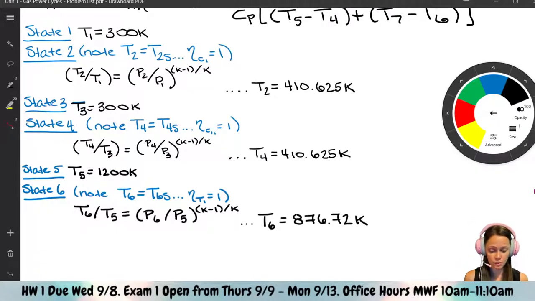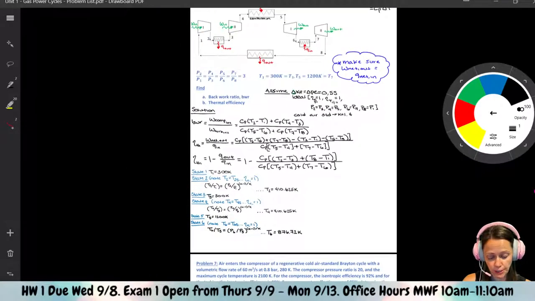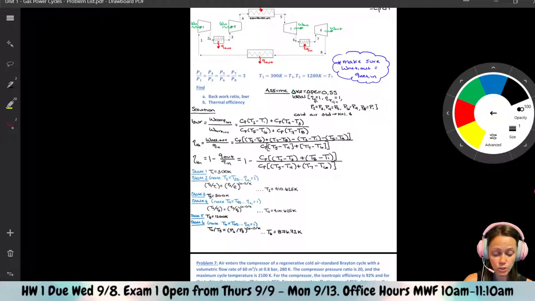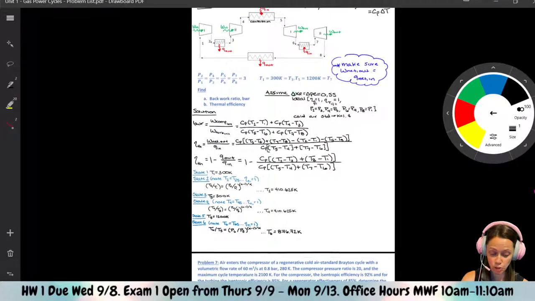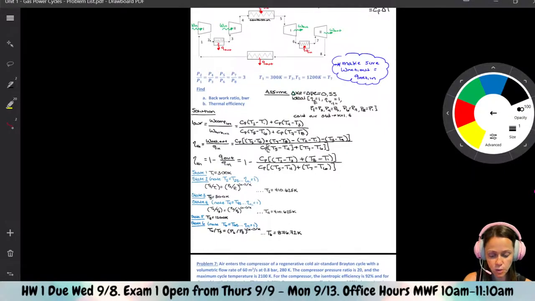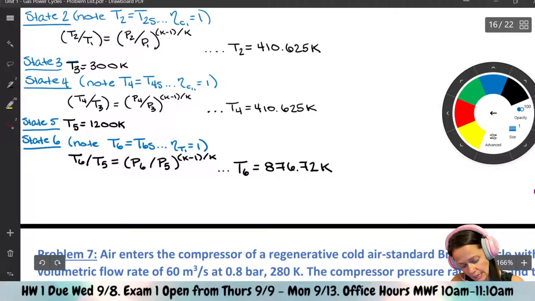Sometimes it's a good idea to take a step back and see if these numbers make sense, right? Is it going up where it needs to? Is it going down where it needs to? From 1 to 2, you'd expect the temperature to increase, and it does, from 300 to 410 and change. From 2 to 3, you would expect the temperature to go down, which it does, from 410 and change to 300. From 3 to 4, it's compressed, you'd expect it to go up, which it does, to 410 and change. 4 to 5, you'd expect it to go up. It does, to 1200 Kelvin. And 5 to 6, you would expect it to go down, which it does, to 876. And once again, I skipped over, I should have written that this is equal to 1/3.